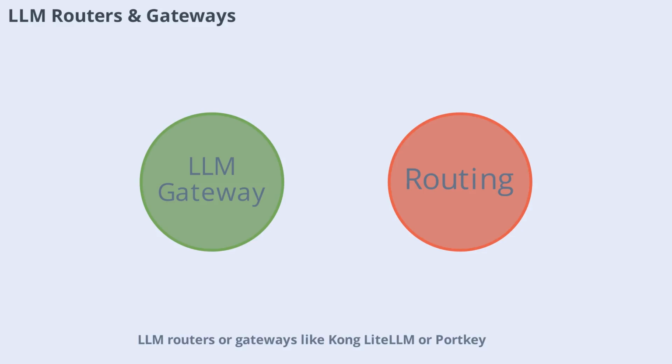LLM routers or gateways, like Kong, LiteLLM, or Portkey, standardize multiple upstream provider models behind a single API. They handle automatic retries, fallback options, load balancing, cost tracking, and global rate limiting. For instance, if OpenAI's API fails, the gateway can reroute requests to another provider like AWS Bedrock, ensuring uninterrupted service for users. This abstraction simplifies integration and boosts reliability.